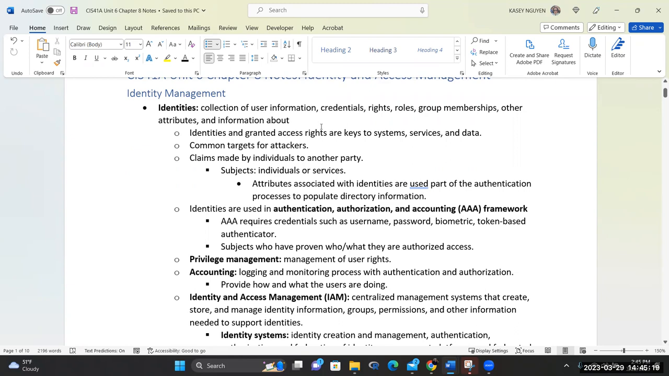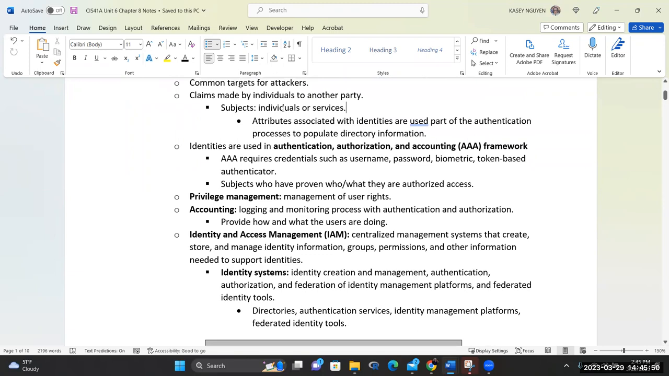That could be the individual user, or that could be a system. Sometimes you have automated systems. So identity is a way that we can correlate that subject to a specific thing. The subject can be an individual or a service. Identities are used for the AAA, right? Security Plus will ask you about the AAA, which stands for authentication, authorization, and accounting. This is all required in your access control.